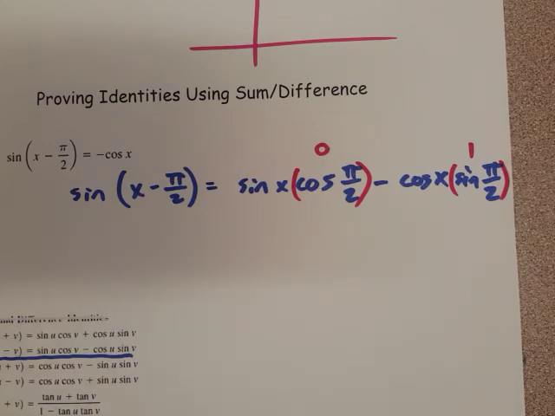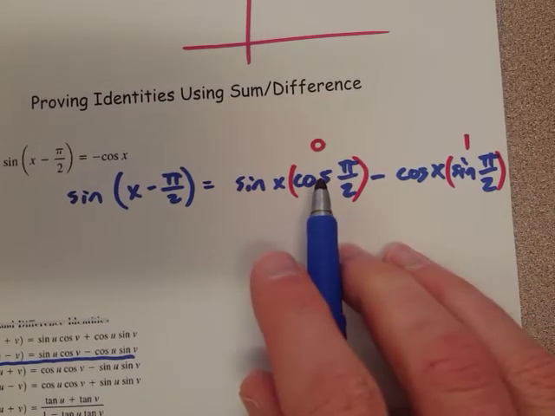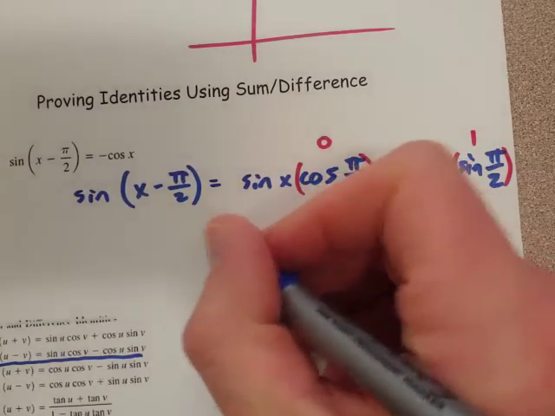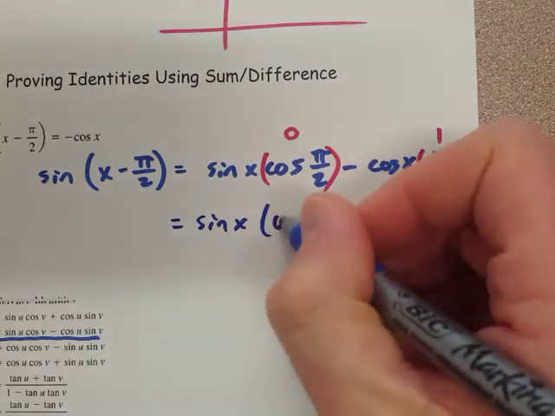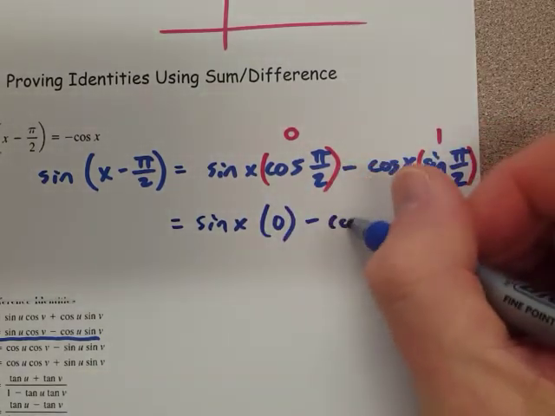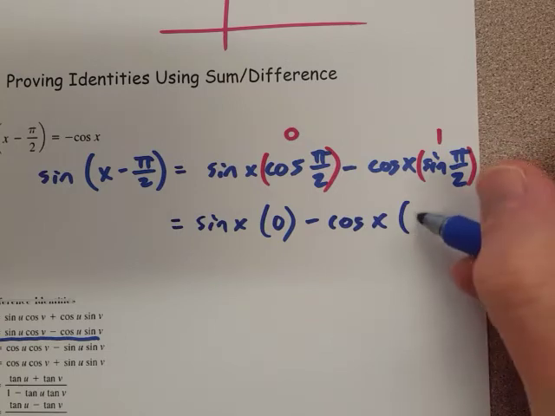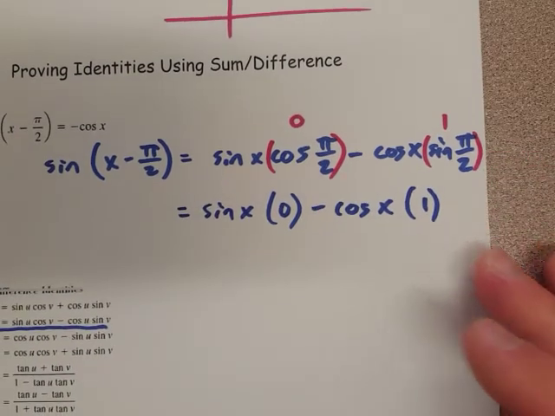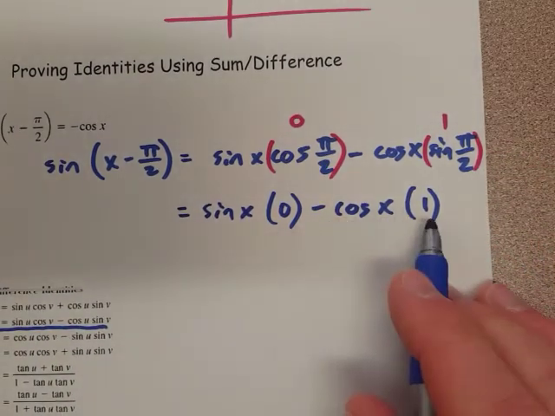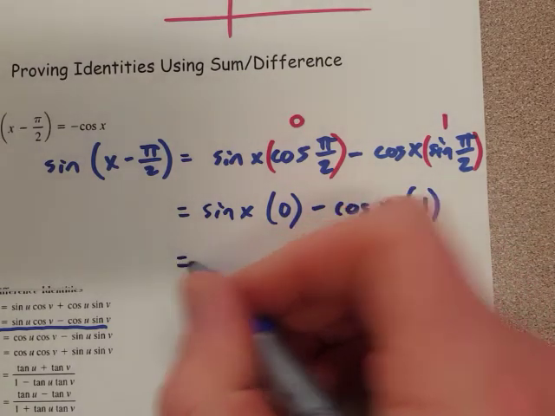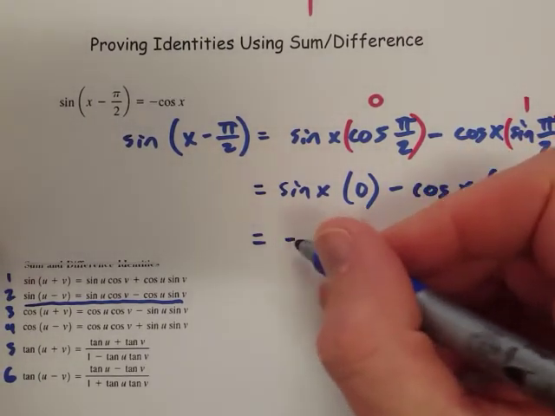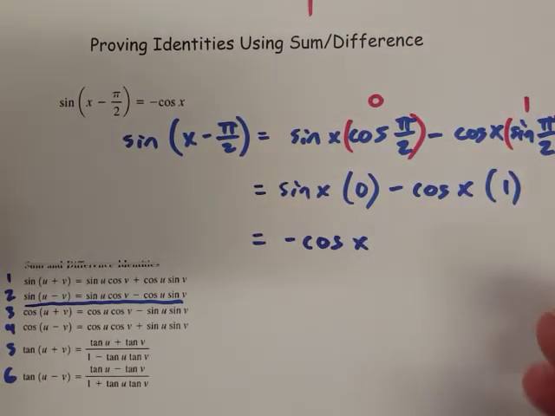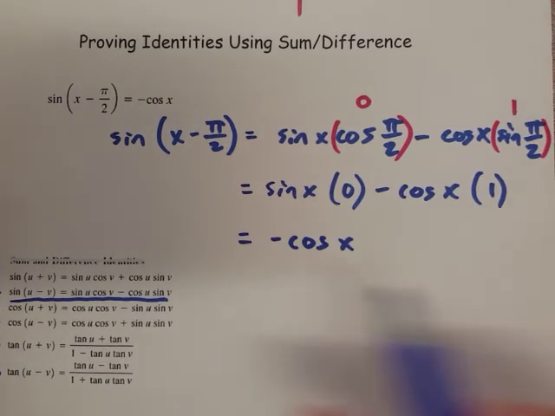We're going to get rid of those now. So it's sine times 0. The next step, sine of x times 0 minus cosine of x times 1. Well, anything times 0 is just 0. Anything times 1 is itself. So now we're able to jump to the last step of this problem and say that it's just negative cosine x, and that is what we were trying to prove. That is the right-hand side, and so now we're done with this proof.